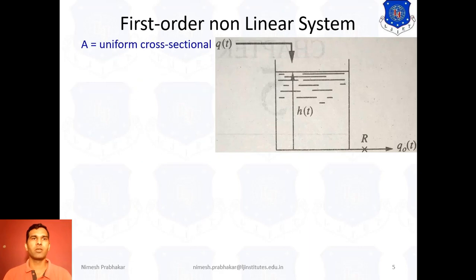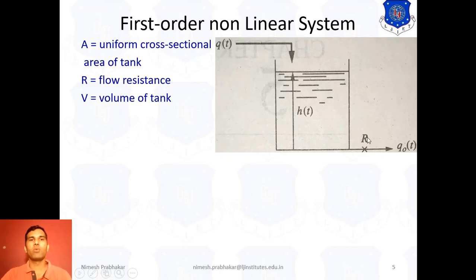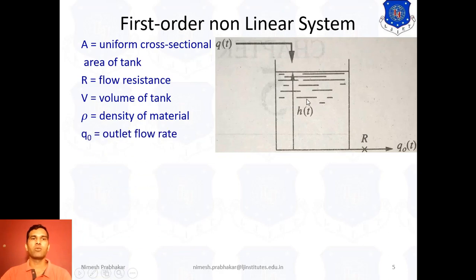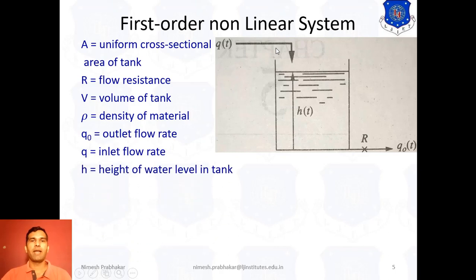In this, same as before, A is the uniform cross-section area of the tank, R is the flow resistance of the tank, V is the volume of the tank, and rho is the density of the material, that means the density of water. Q0(t) is the output flow rate, Q is the input flow rate, and H is the height of the water level in the tank, same as the linear system we took.